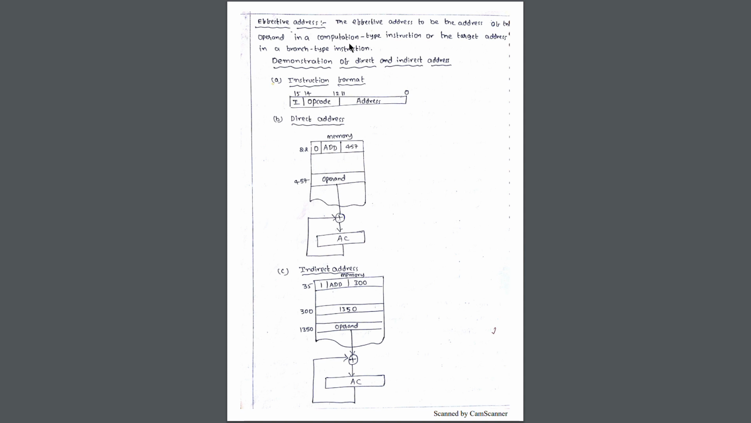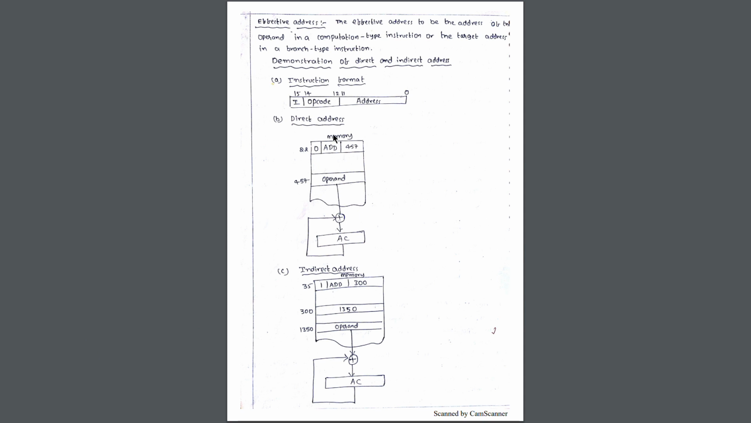Okay, demonstration of direct and indirect address. Let's see what direct and indirect address are from these diagrams. See, the instruction format has two things, the address part and the operation code. Bits 0 to 11 are given as the address, 12 to 14 is the operation code, and then there is the sign. The 15th bit, the last bit, will be the sign.